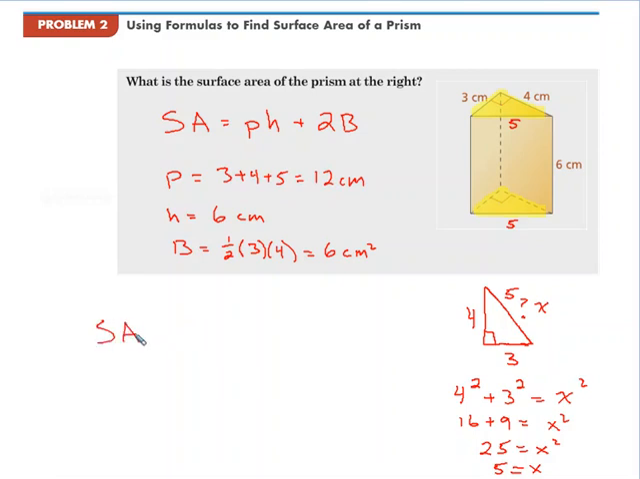So we're ready to fill it in. Perimeter was 12. Height was 6. And then the base was 6. This will be 2 times 6. All right. And so here we go. 12 times 6. We might need our calculator for that. Or let's see, it's 12 times 6. I think it's 72. And then 2 times 6 is 12. So my grand total is 84 centimeters squared.